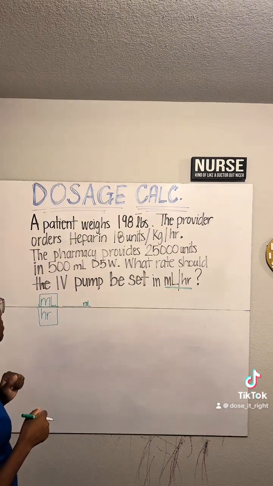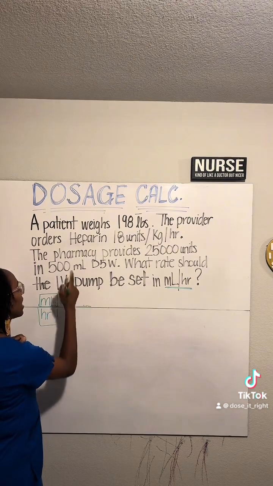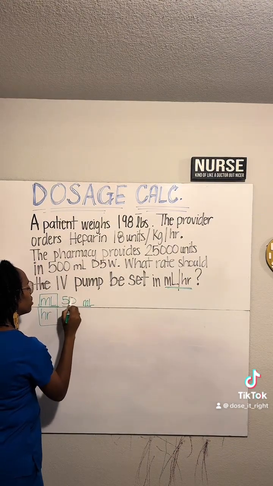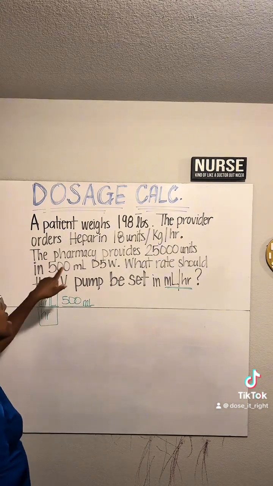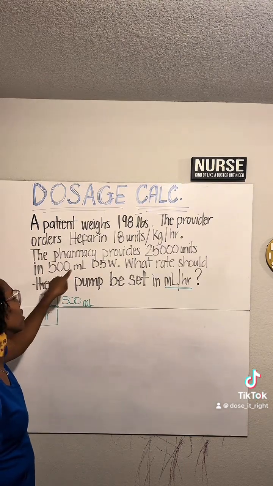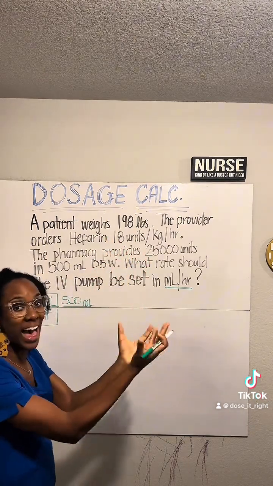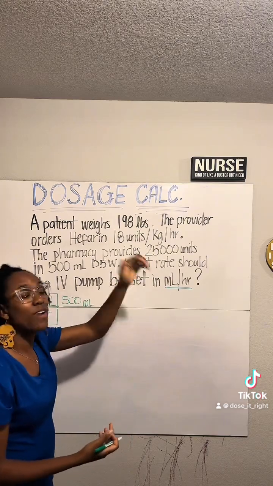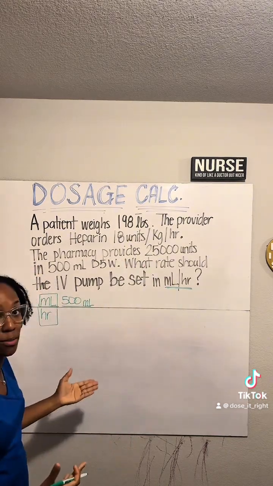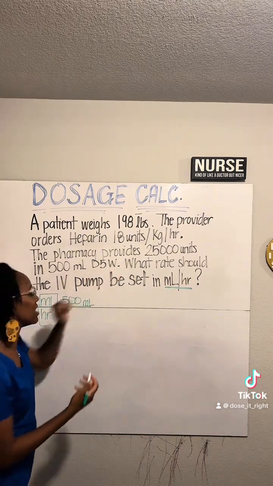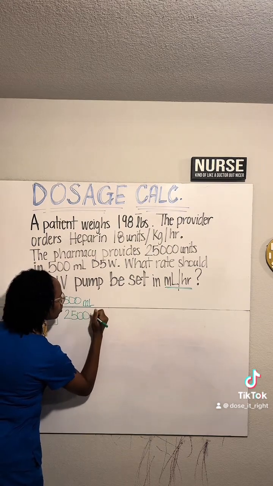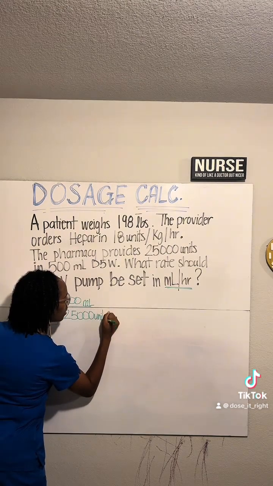So do we have any mLs in this problem? Yes, we do, right? It is the 500. So let's go ahead and write 500. But what goes on the bottom? Well, they just said the pharmacy provides 25,000 units in 500 mL. So in this 500 mL bag that the pharmacy gives you, 25,000 units of heparin is in that bag. So they go together, we cannot break them up. So 500 mLs in 25,000 units, all right?